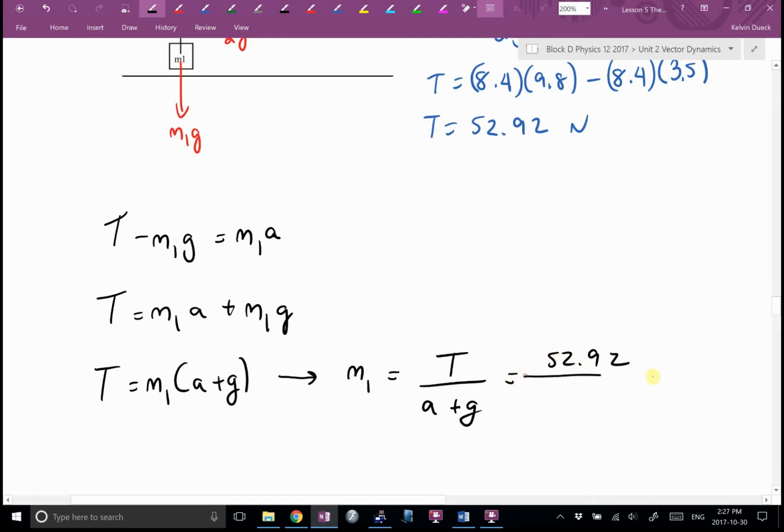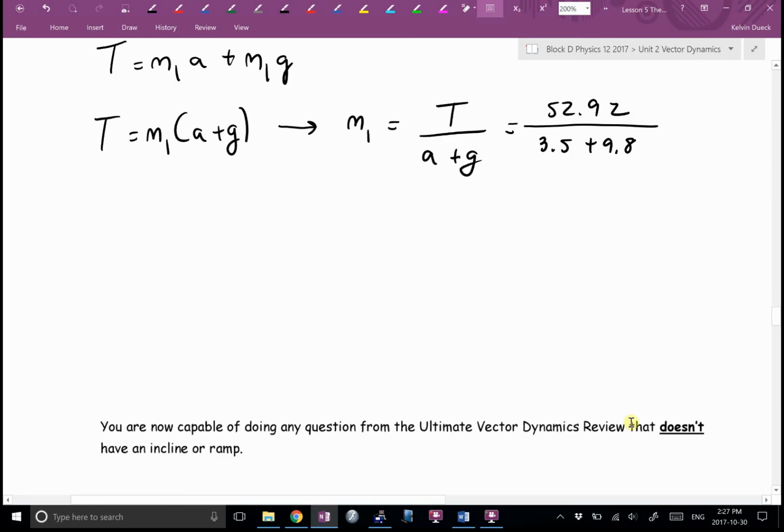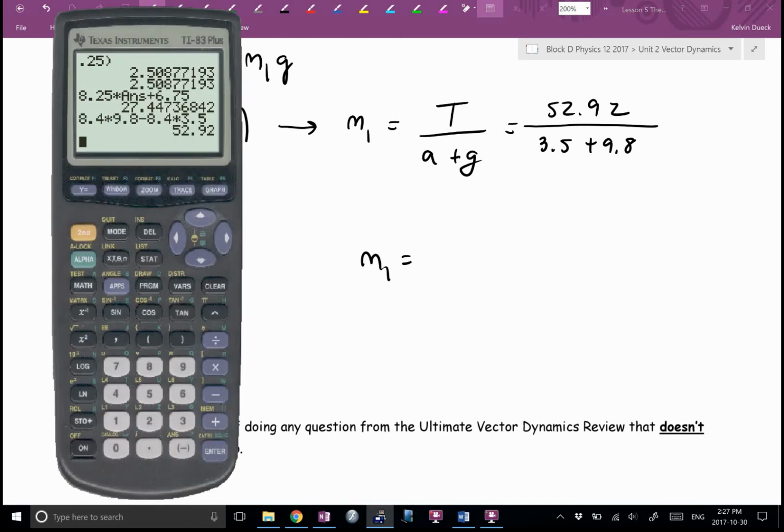So it's going to be 52.92 divided by, what was A? I've scrolled, 3.5? How many kilograms must mass 1 be? Divided by bracket 3.5 plus 9.8. You get 3.98?